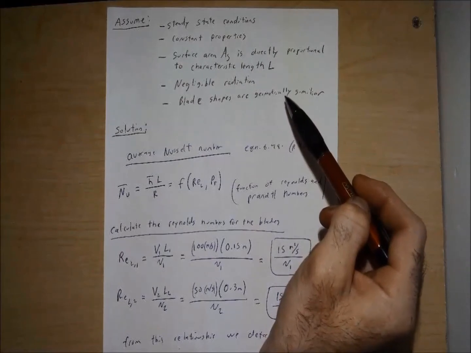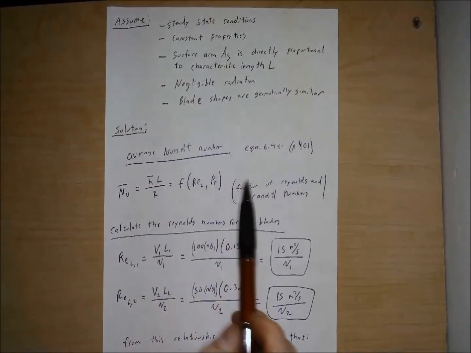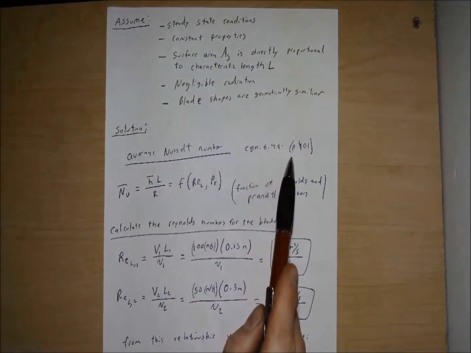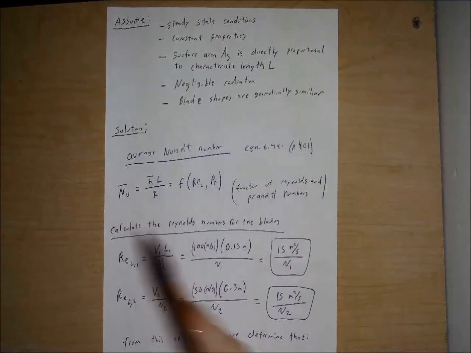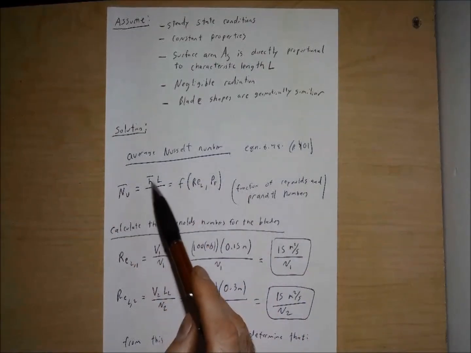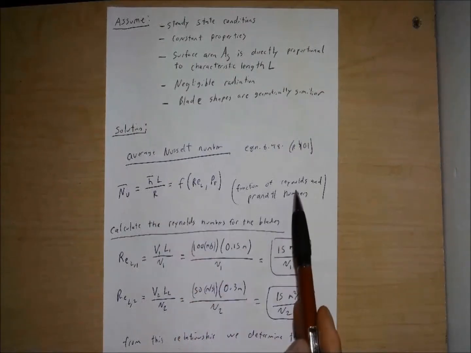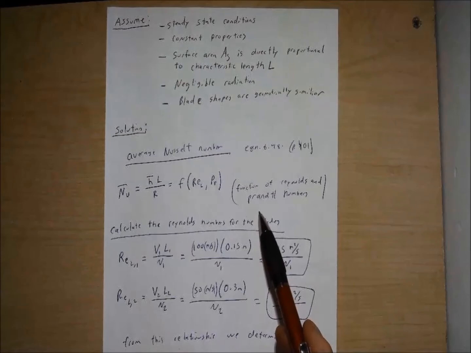So after we have our assumptions, the next step is to figure out our governing equation for the solution to this problem. The governing equation we're going to start with here is the average Nusselt number. Now this comes from chapter 6 on page 401. We can see our general equation here. Our average Nusselt number is equal to h bar times L over k, which is a function of the Reynolds number and our Prandtl number.